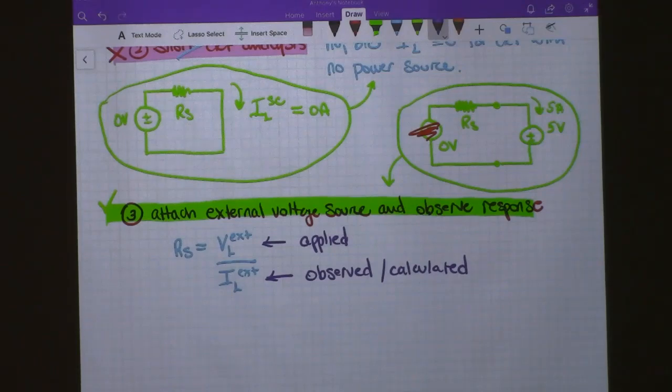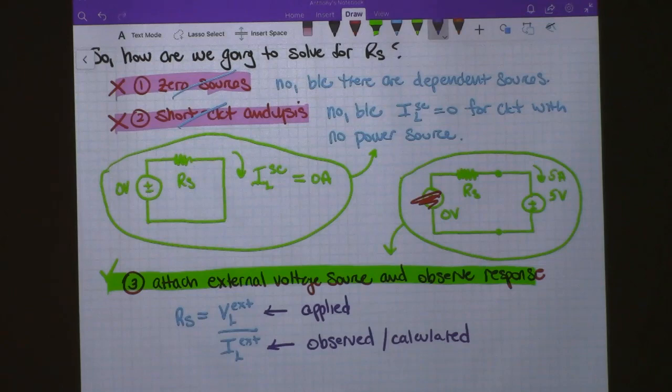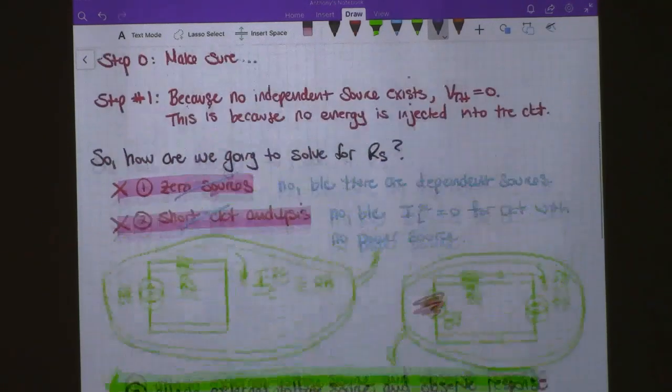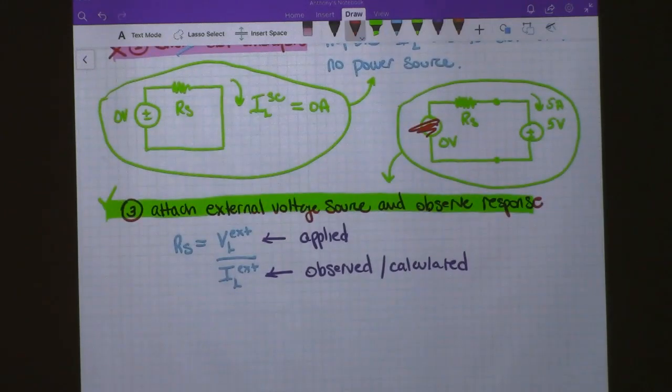Does that make sense? So we have 3 different ways. Pretty much we always find VTH the same way in all the problems: open circuit test, except for the case where we have dependent sources only. In that case, it's 0. The funny part is, how do we calculate the RS? So the 3 methods are outlined here. Zero out the sources, calculate the equivalent. That works for the first one, doesn't work for the second and third. Short circuit analysis works for the second one, doesn't work for the third. And then now we come up with a third method, which is to attach this external source. So let's go ahead and do that.